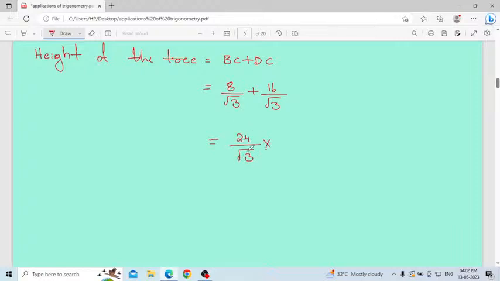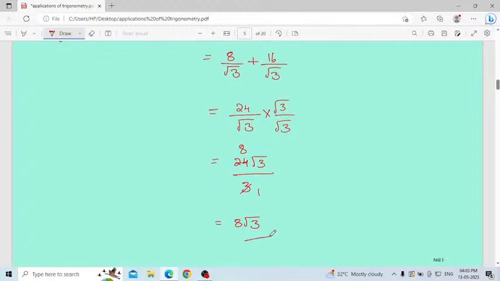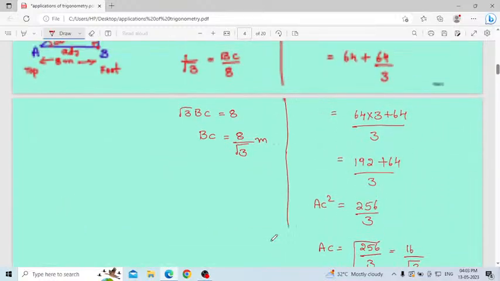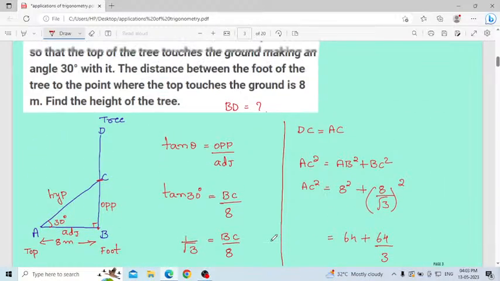Rationalize this one. When you are rationalizing, multiply and divide it by root 3. Then 24 root 3 divided by root 3 into root 3 whole square, you will get 3. 3 eights are 24. Then your answer is 8 root 3. This is the exact height of the tree. Very easy and simple problem. If you understand, it will be simple. First you have to know how to draw the diagram, then everything will be easy.